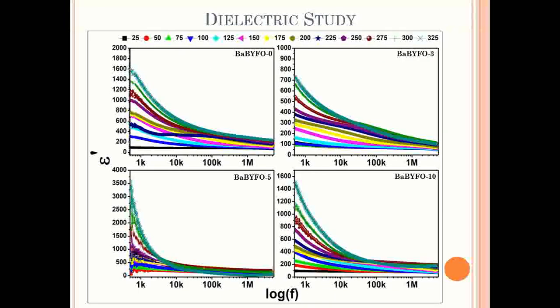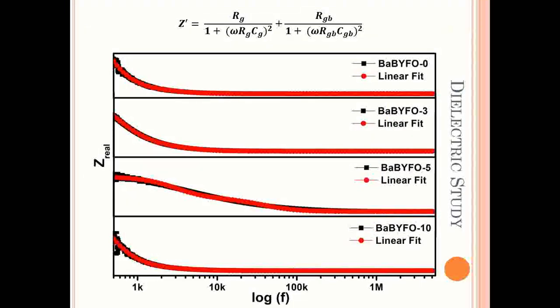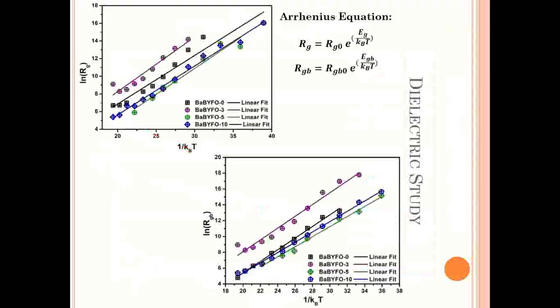The dielectric study implies that the 5 atomic weight percent doped sample has the maximum dielectric constant value. As already mentioned before, the fitting of the real part of complex permittivity with frequency is used to calculate resistance and capacitance values of grain and grain boundaries.